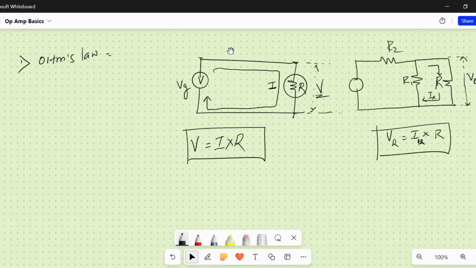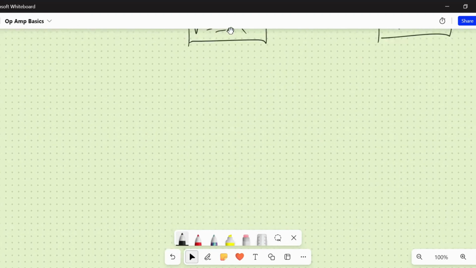Now let us go to the Kirchhoff voltage law. Normally, in German, they pronounce it one way, and in America, it's pronounced another way. What is Kirchhoff voltage law? Let us try to understand the Kirchhoff voltage law. Let me write a simple circuit again.